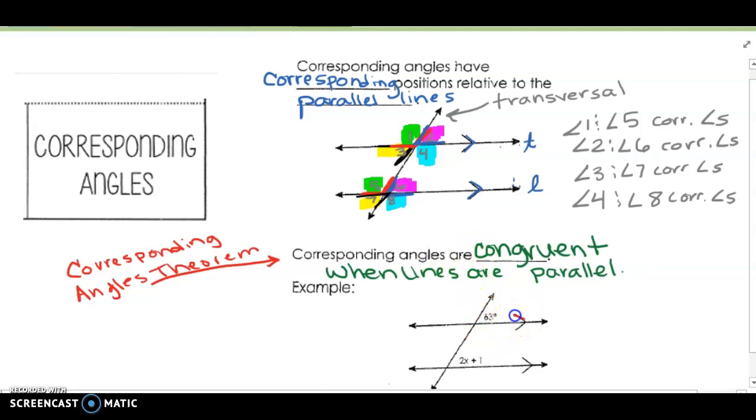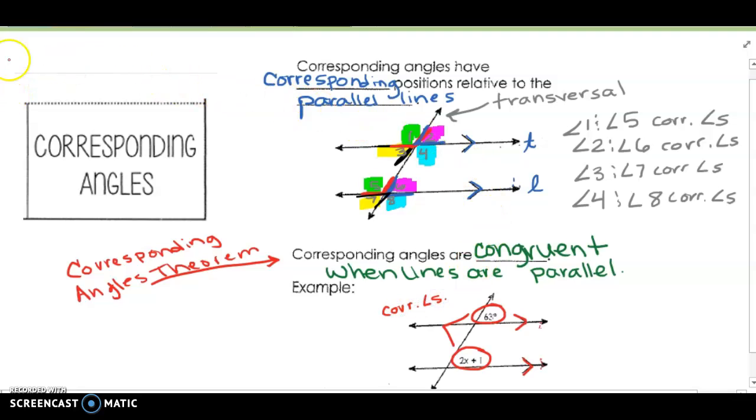All right, so notice these two markings here. This tells us that these two lines are parallel. So if these two lines are parallel, corresponding angles are congruent. So this angle here is in the top right, and this angle here is in the top right. So these two would be corresponding angles.